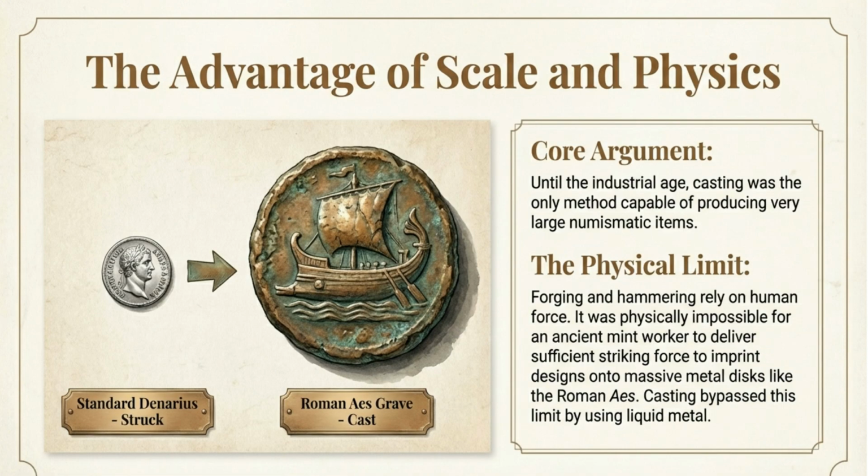Until the industrial age, casting was the only method capable of producing large numismatic items. Striking, which relies on human force, was physically limited in the size of metal it could imprint. Casting bypassed this limit using liquid metal.